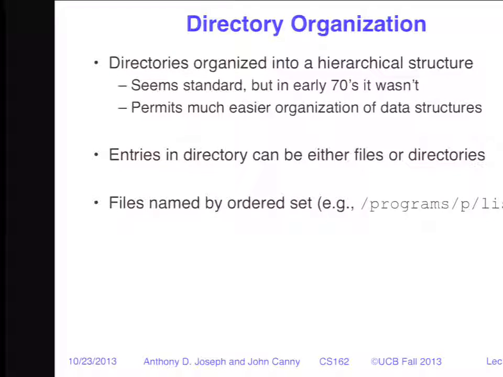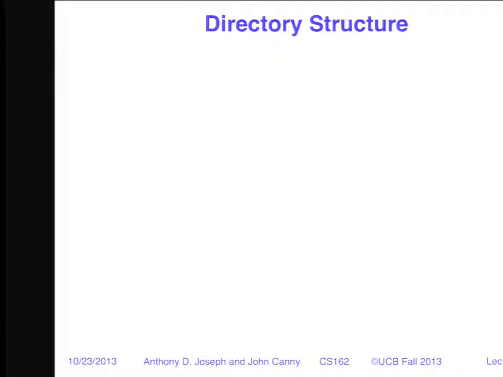Right. So the introduction of hierarchy makes it a lot easier. So our entries now in a directory can either be files or they can be directories themselves. And we now name our files by an ordered set. So slash, our top level directory, the programs directory in that, the P directory in that, and our file list. Okay? So again, everybody should be very familiar with this because we use it every day.